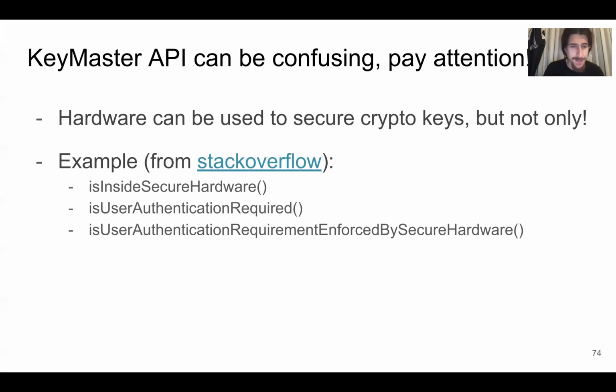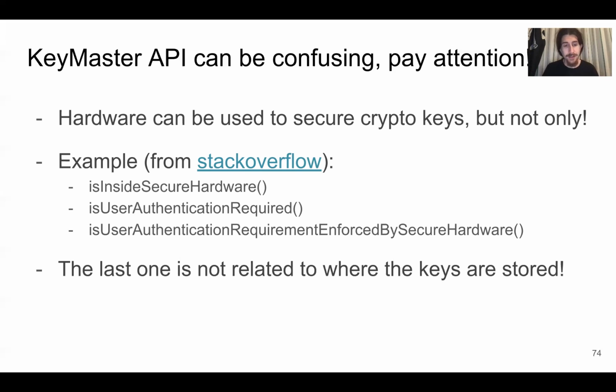And then there was something like this, where it was, is user authentication requirement enforced by secure hardware? And then you can think, what is the difference between is inside secure hardware and is user authentication required enforced by secure hardware? Well, believe it or not, the last one is not related to where the keys are stored. If you actually read carefully what's written in the name of the API, you get it. But I personally was extremely confused when reading this. You can see the comments in the Stack Overflow link. But the idea here is that one thing is that the hardware somehow stores the crypto material.